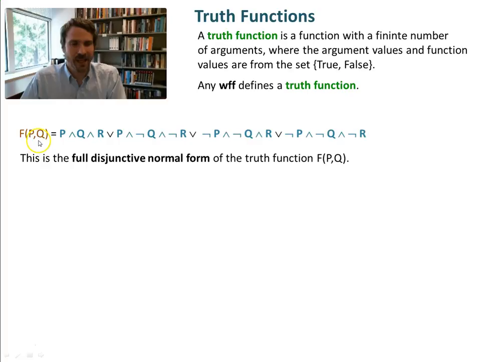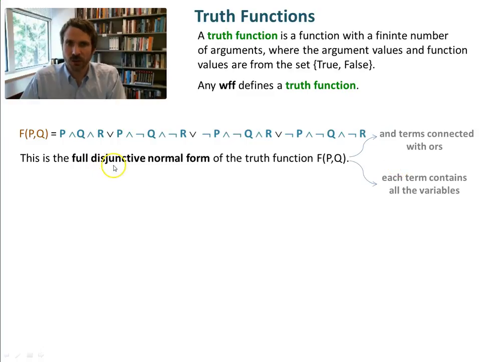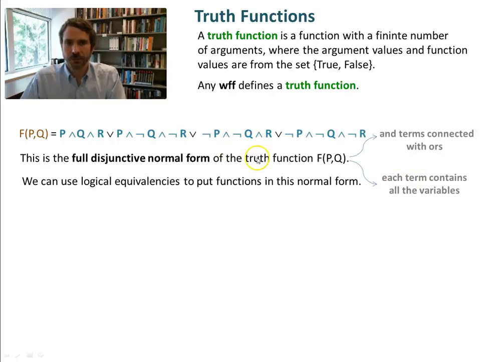I just realized this should be F, p, q, and r as well. F, p, q, and r. This is a 3-variable function. Each term here represents all of the variables. That makes it a full disjunctive normal form. So remember, the two conditions to be full disjunctive is that it has AND terms connected with OR, and each term contains all of the variables.